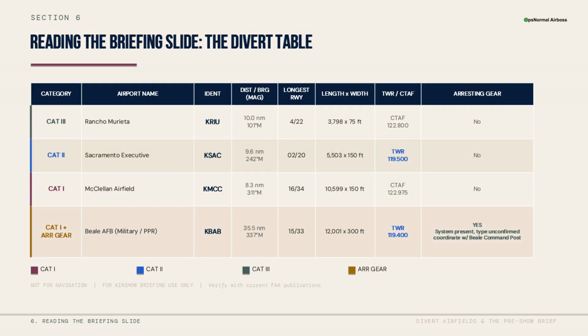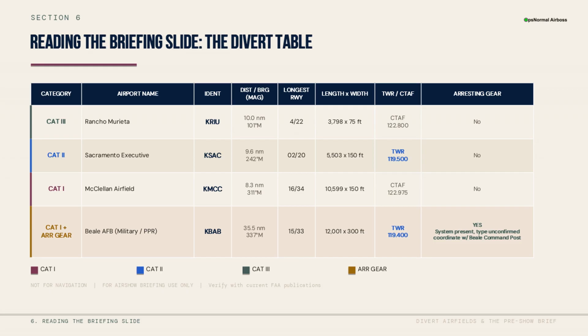Once the fields are chosen, they get compiled into a standard table like this one. And this is the actual insert built for Mather Airport. Reading left to right: the category, the airport's name and identifier, its distance and magnetic bearing from the show site, its longest runway and dimensions, its tower or common traffic frequency, and its arresting gear status.